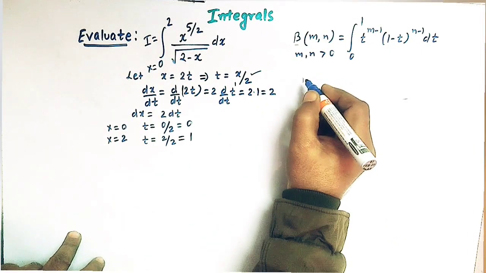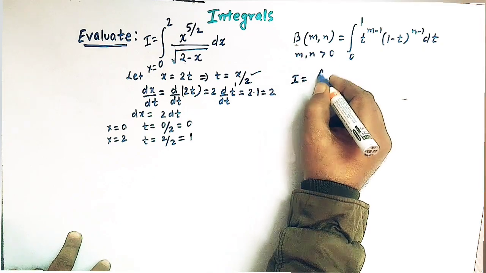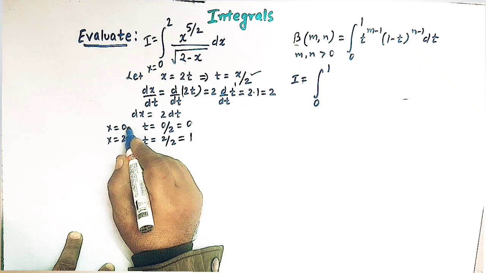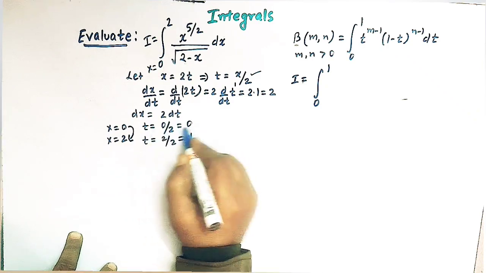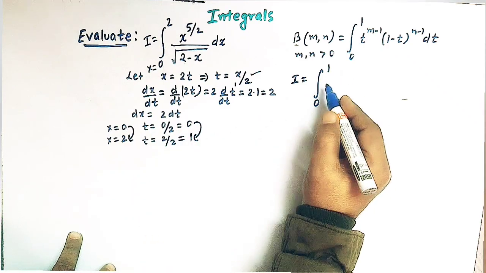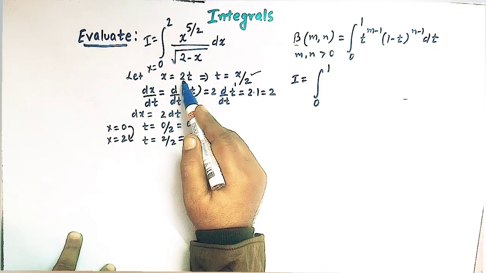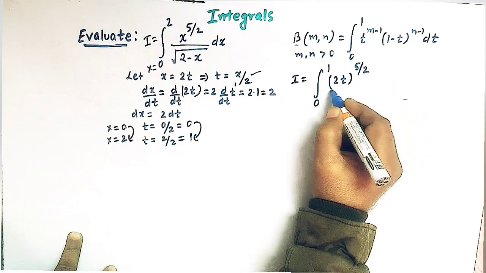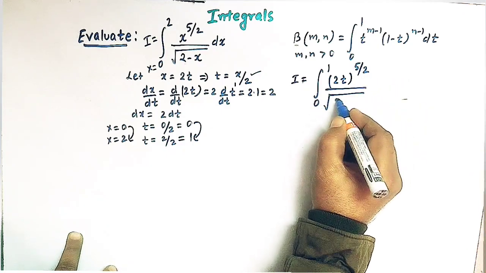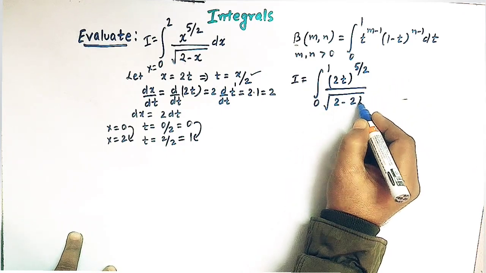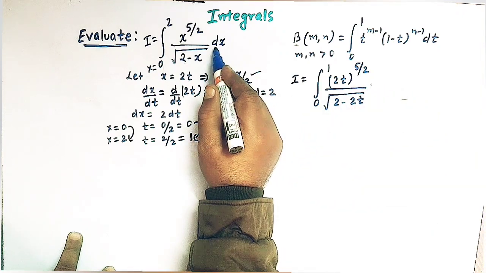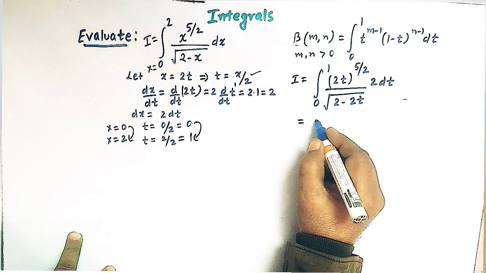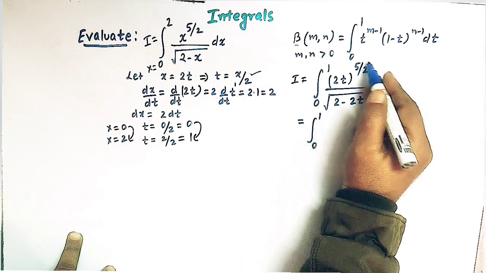So now we can write the integral I as 0 to 1, and here when x changes from 0 to 2, t goes from 0 to 1, and for x we can write 2t. So we have 2t raised to 5 over 2 divided by square root of 2 minus 2t, and here for dx we can write 2 dt. So let us now simplify this expression.